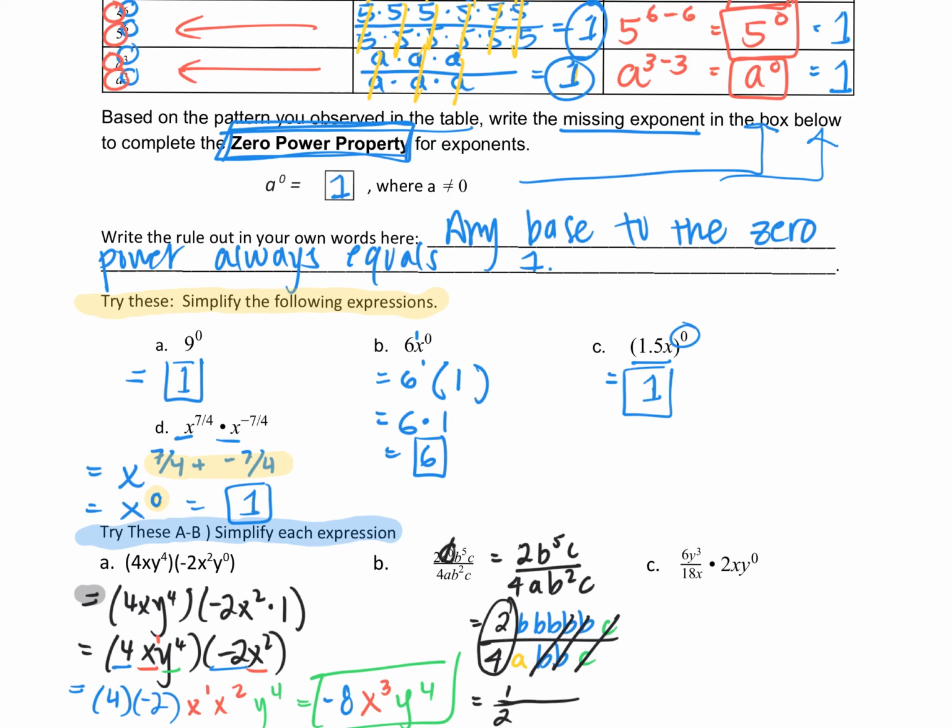So then what's left on top? I have 3 b's, so that's b cubed, or b to the 3rd, and on the bottom I have a left. And usually if I have 1, I don't need to write it. So I'm going to go ahead and simplify this one more step on the top. 1 times b to the third is b to the third. And then 2a is just 2a.